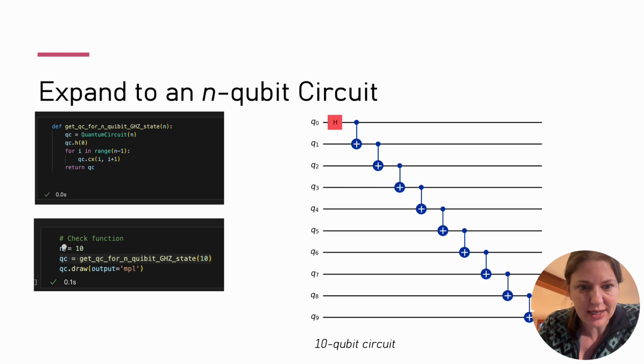And then we can check it using n equals 10. So when we call our function, we get this 10-qubit circuit, and that's how we know that our function is working. So we can apply it to a much larger n, but obviously as our n gets larger, it will be more difficult to plot that. So we try it out on 10 to make sure it's working, and then we don't need to verify for larger n.